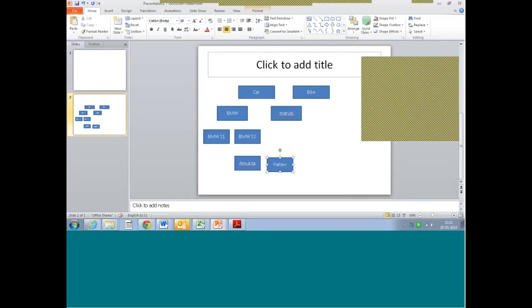Let us say, a series of things. We have Amukta's car and Pallavi's car. Both have the same BMW color. Let's say they bought a BMW Series 2.